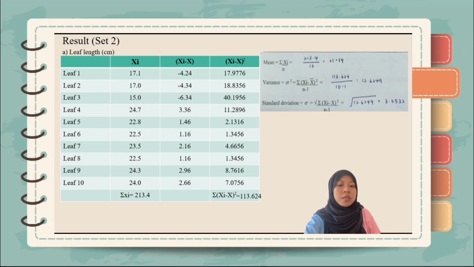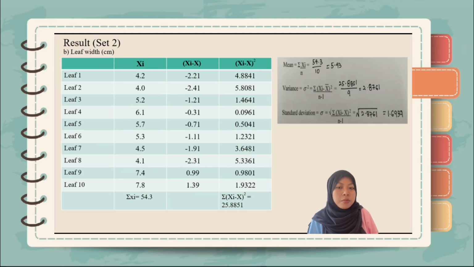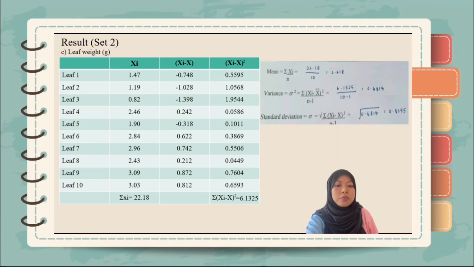Next, we move to the data set 2 for the left leg. The mean that we got is 21.34, variance is 12.6249, and standard deviation is 3.5532. This is the data for the left right set 2. The mean that we got is 5.43, variance is 2.8761, and standard deviation is 1.6959. The data for the left wing for data 3, the mean that we got is 2.21x, variance is 0.6814, and standard deviation is 0.8255.